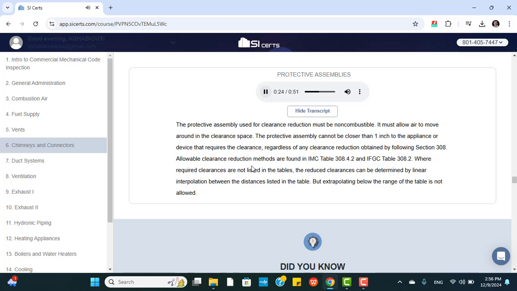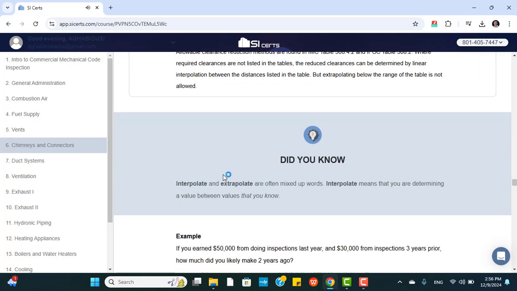Allowable clearance reduction methods are found in IMC Table 308.4.2 and IFGC Table 308.2. Where required clearances are not listed in the tables, the reduced clearances can be determined by linear interpolation between the distances listed in the table. But extrapolating below the range of the table is not allowed.